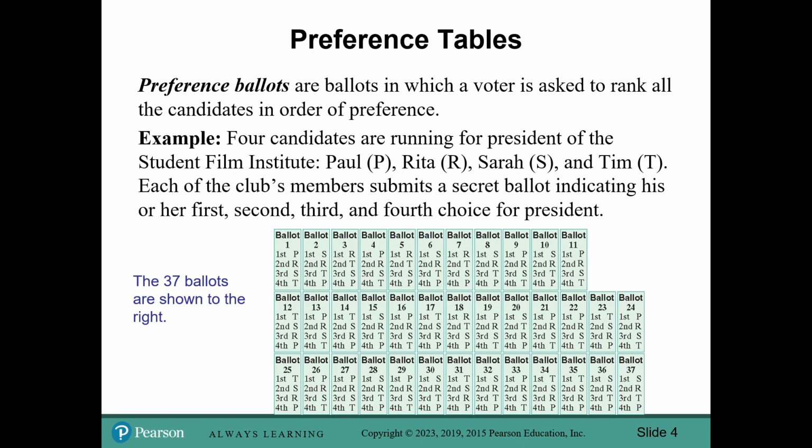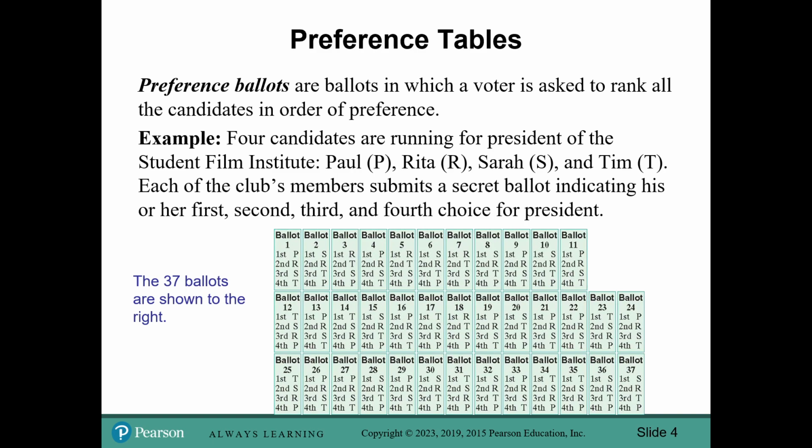So let's first look at preference tables. Preference ballots are ballots in which a voter is asked to rank all candidates in order of preference. For example, 4 candidates are running for president of the Student Film Institute: Paul, represented by P, Rita, represented by R, Sarah, represented by S, and Tim, represented by T. Each of the club's members submits a secret ballot indicating his or her first, second, third, and fourth choice for president. The 37 ballots are shown to the right.